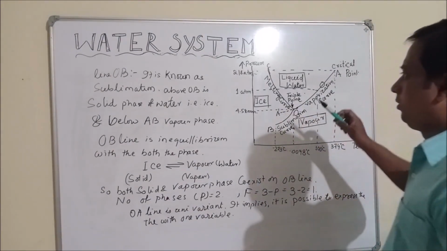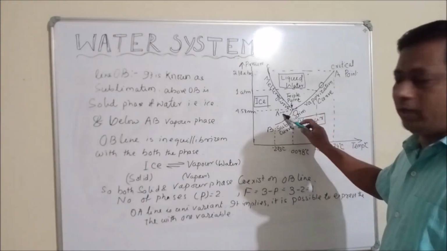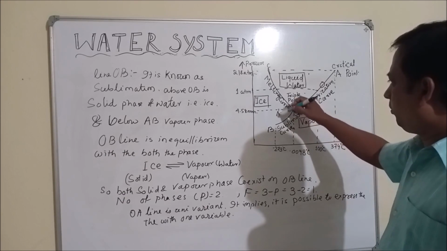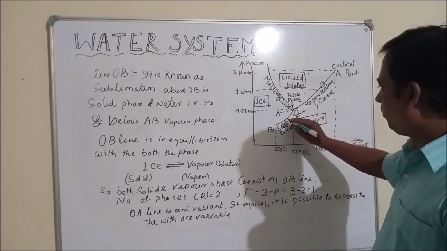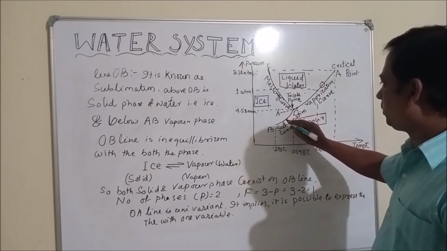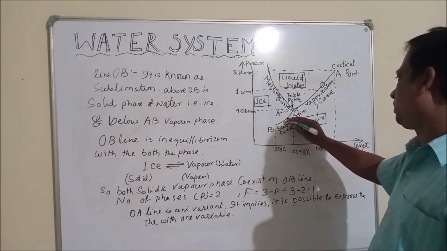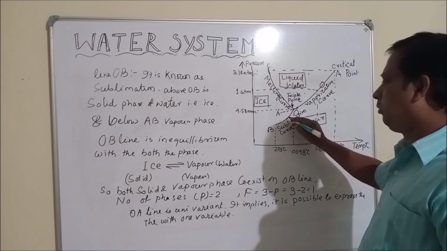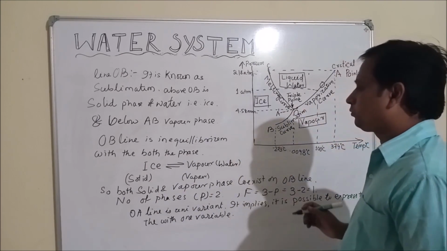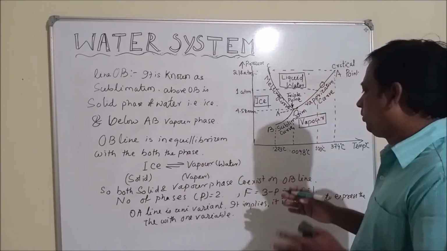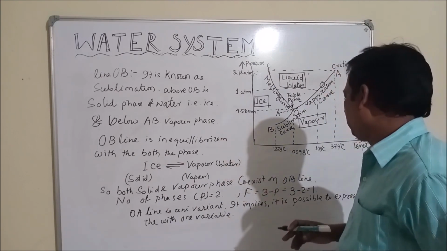So here, again I will explain repeatedly, the OA line is there. On this line, above it is solid and below it is vapor. So on this line both phases coexist, and this line is at equilibrium condition. It is the equilibrium of ice and vapor. So ice is in equilibrium with the vapor phase, so both coexist on the OA line.